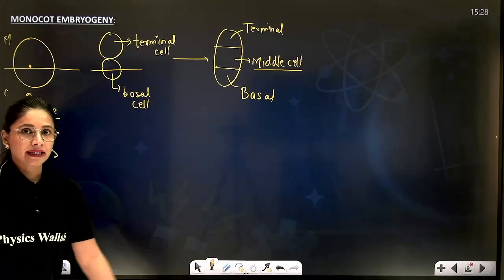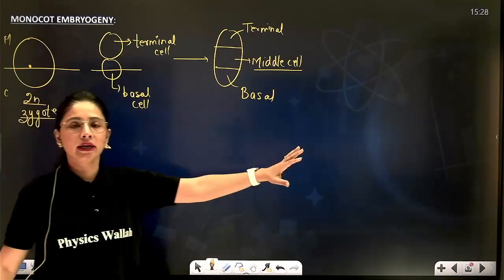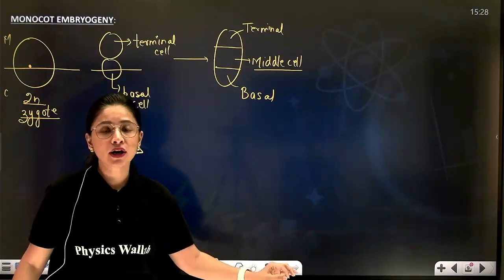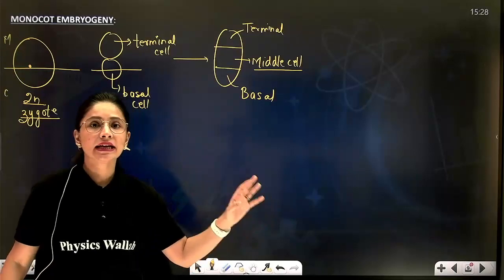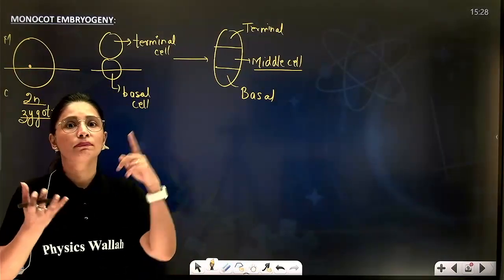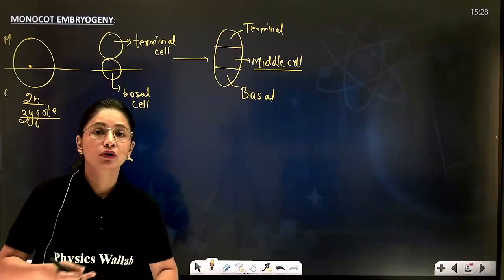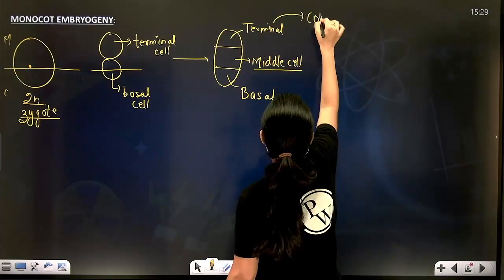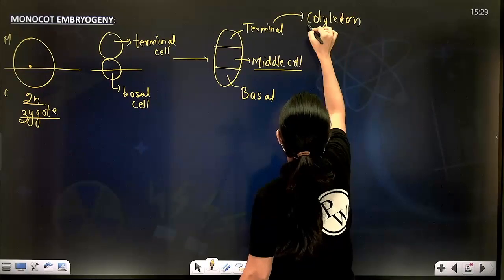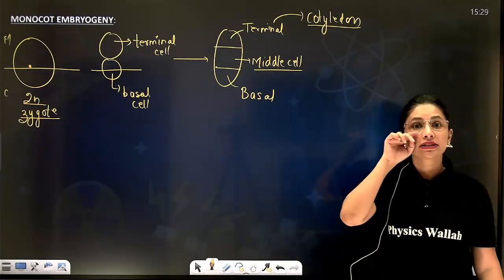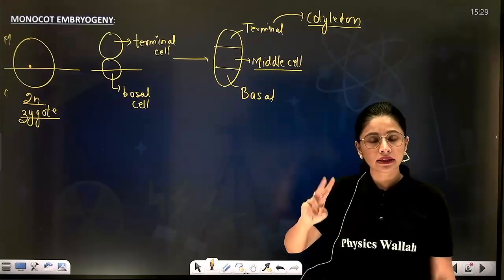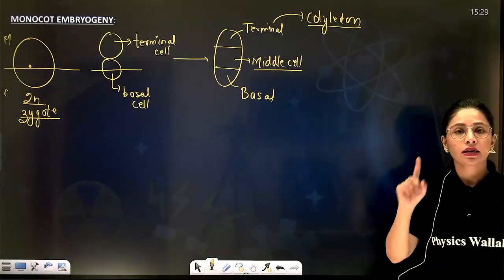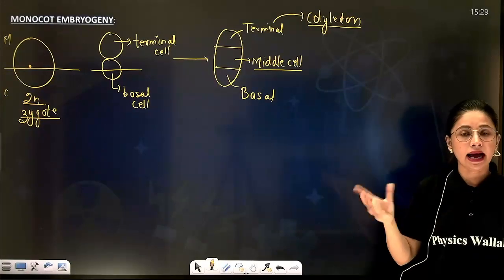Correct? Now beta, the basal cell is not contributing to any part of the embryo. The basal cell remains as it is. The main function is of the middle cell. The middle cell is going to undergo repeated division to form the plumule, radicle, epicotyl, and hypocotyl. Everything is formed by the middle cell. And the terminal cell only contributes to the formation of one cotyledon. You know, in monocots there is only one cotyledon. In dicots, two cotyledons. In monocots, only one cotyledon. So this terminal cell will produce that one cotyledon, which you also call the scutellum.